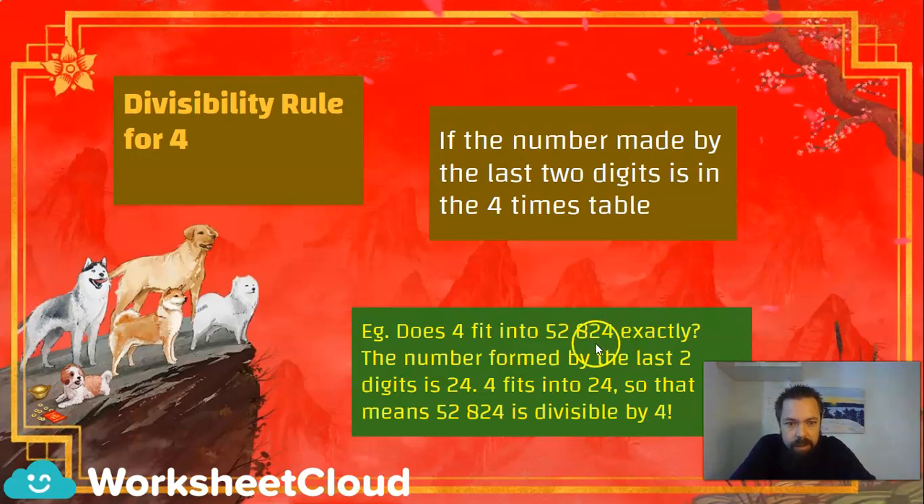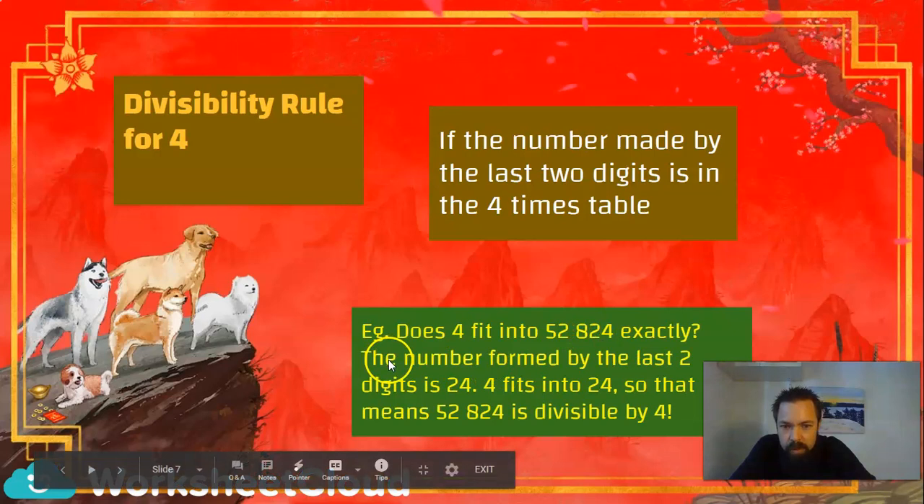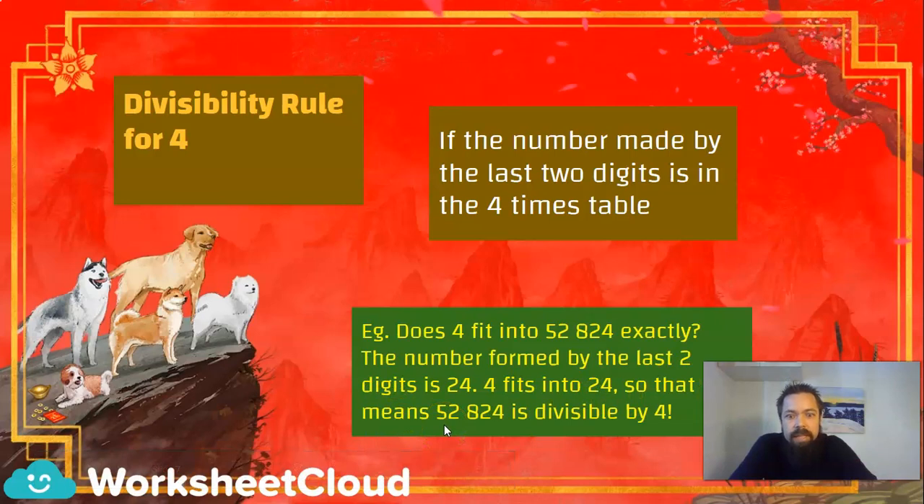I don't need to do everything with it. All I need to do is look at this number formed by the last 2 digits. So the number formed by the last 2 digits is 24. You can see there it is, 24. 4 does fit into 24. And so that means that the whole number, 52,824, is exactly divisible by 4. So 4 fits exactly in there. I didn't have to work it out. All I needed to do was check the last 2 digits, which is kind of neat.